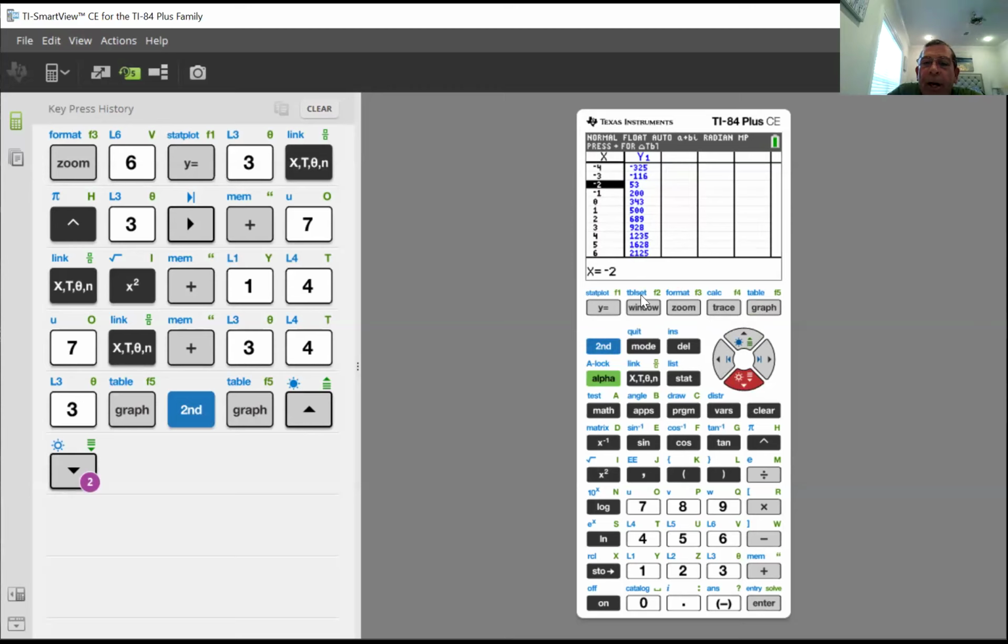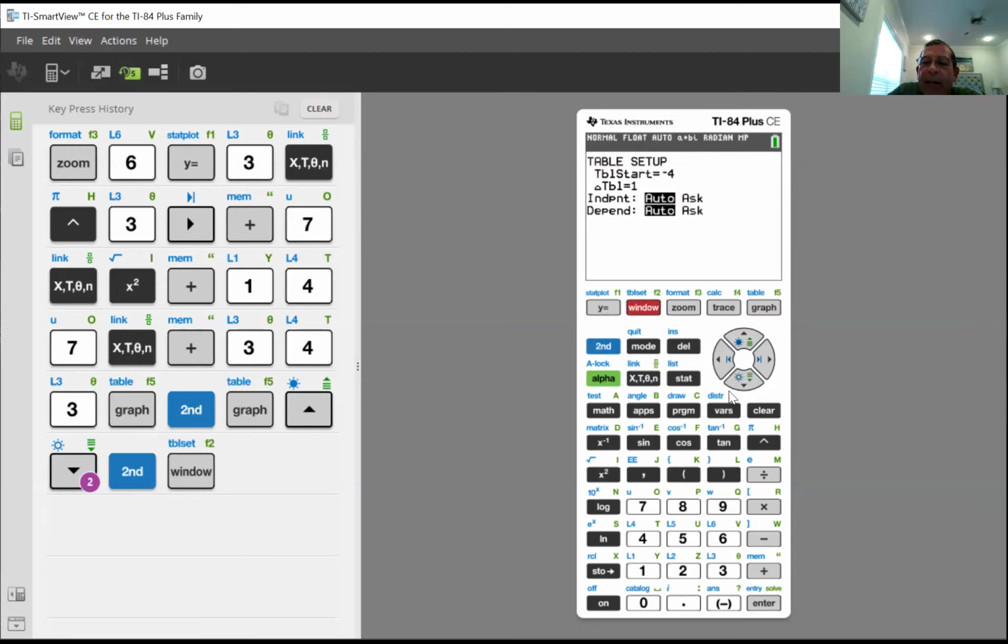Y'all see above the window it says blue table set. I'm going to hit the blue second button and the window button. Now my table is going to start at -4. But down here where the triangle table is, that means how much do I want my table to change. Now, my very first number, I had a 3x to the third.